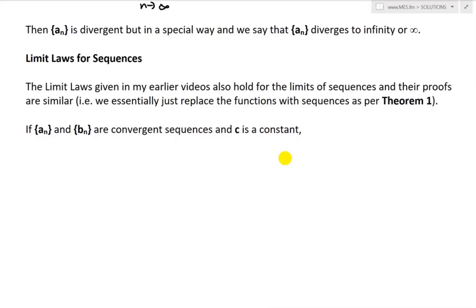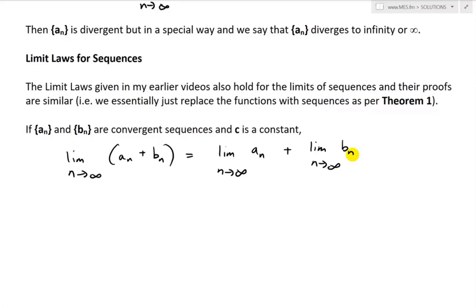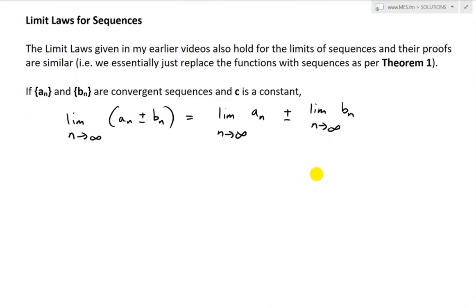So if the sequences an and bn are convergent sequences, that is, they have limits, and c is a constant, then we have the following limit laws. So we have the limit as n approaches infinity of the summation, an plus bn. This just equals the limit as n approaches infinity of an, plus the limit as n approaches infinity of bn. So we can separate those out, and even if it's subtraction, we could do the same thing. Let's put a negative here. So plus or minus an bn is going to be the same thing. We just separate the limits, plus or minus like that. Just to save time, I'll put a plus or minus.